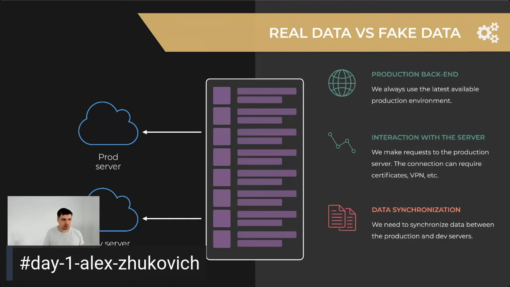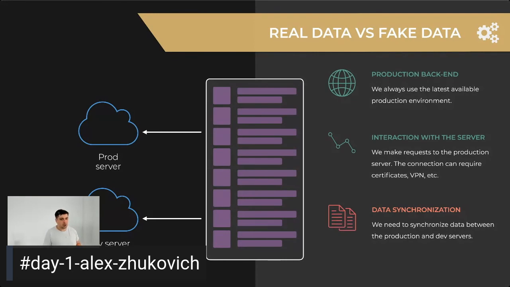So what we can see here is, let's try to look at benefits and maybe some issues using a production and development server. The benefit, of course, is that we use production backend. So it's amazing because it's always the latest version, and we know that our app works perfectly with the latest backend and latest services.